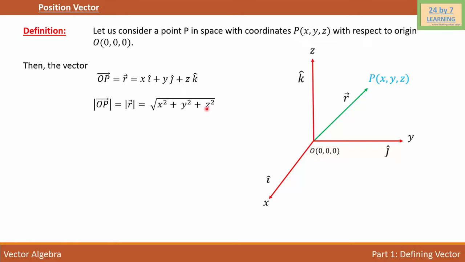The reason is that if I use the distance formula, I will basically get the same kind of term, which represents the length between point O and P, which is basically the magnitude of vector OP or vector R. I can also say R is equal to the absolute value of vector R, which is equal to the square root of x squared plus y squared plus z squared.